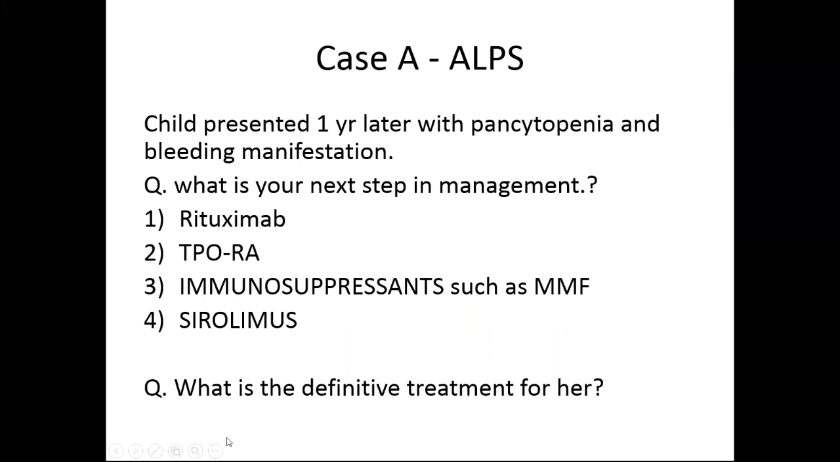So coming back to our case now, our child was diagnosed as ALPS. She underwent splenectomy, and after that she was in remission for 1 year. So she presented 1 year later with pancytopenia and bleeding manifestation. So what is your next step in management? Can somebody write the answer?